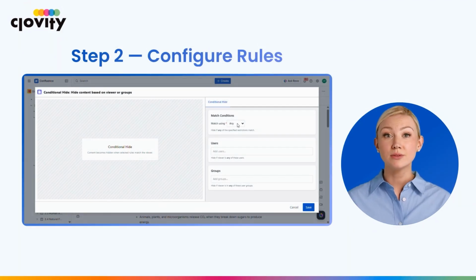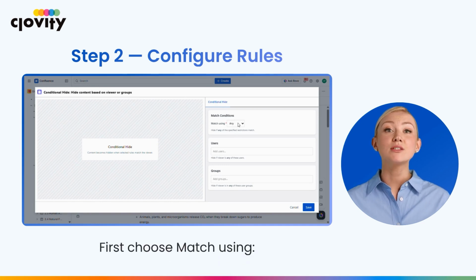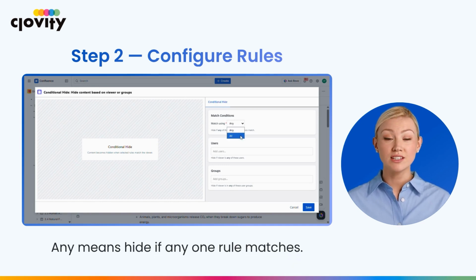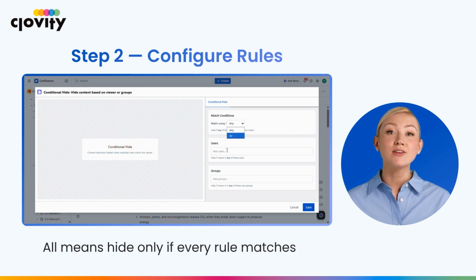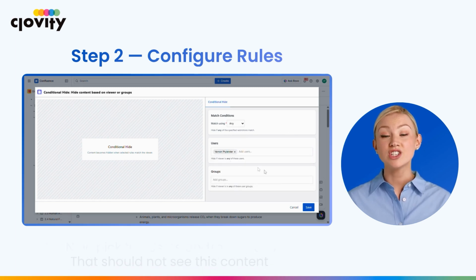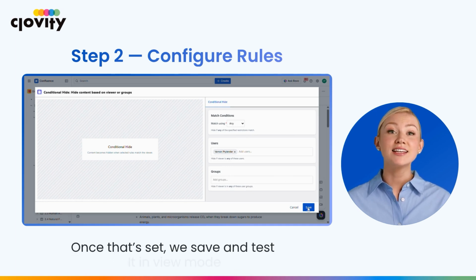Step 2. Configure rules. First, choose Match Using. Any means hide if any one rule matches. All means hide only if every rule matches. Now pick the users and/or groups that should not see this content. Once that's set, we save and test it in view mode.